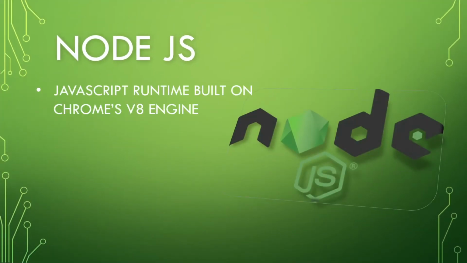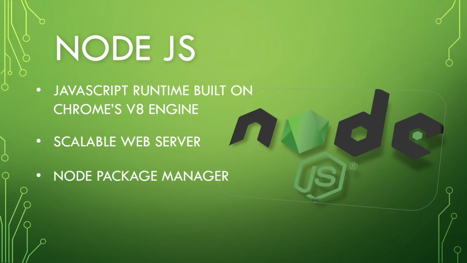Node.js. Node.js is a JavaScript runtime built on Chrome's V8 engine. It's basically a scalable web server. So what is a web server? A web server plays the role of managing our APIs and connecting our front end with our database. Basically, it is the heart and brain of our application. Node.js provides us with something called Node Package Manager. Let's see what Node Package Manager is.